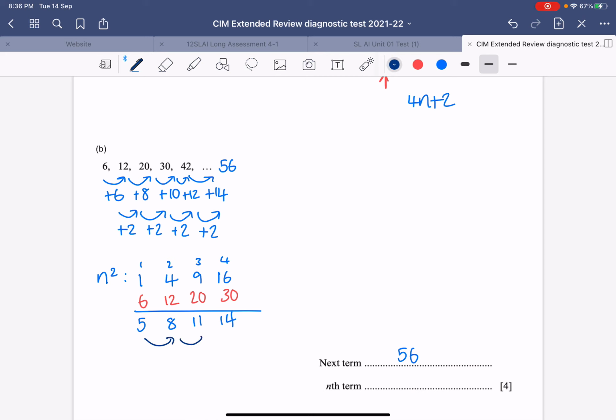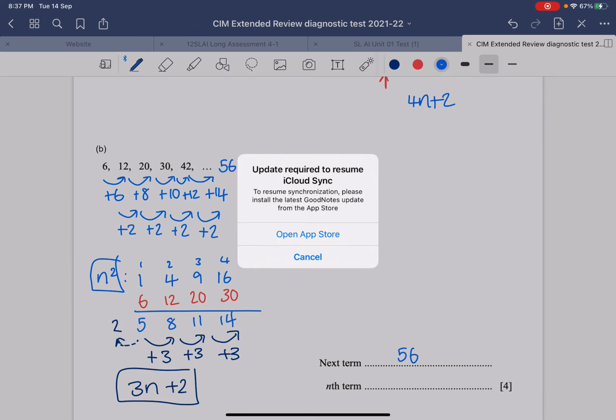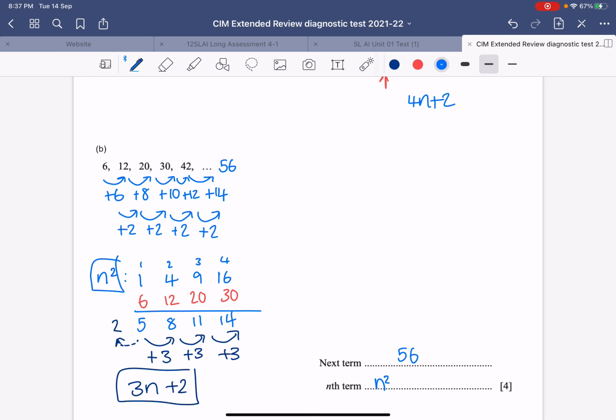So we have a linear sequence there with a difference of 3. That tells me that my sequence is 3n. And then again, let's go back, find what came first, plus 2. So my sequence is 3n plus 2 and n squared. So n squared plus 3n plus 2.